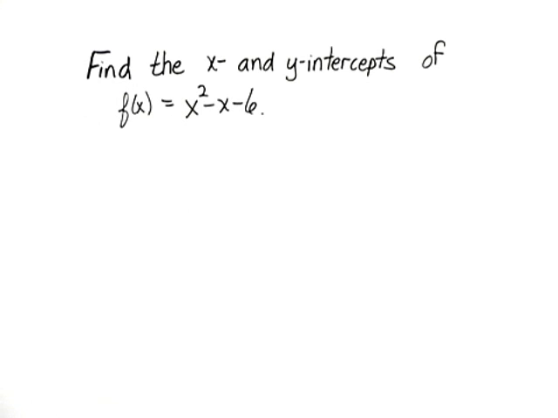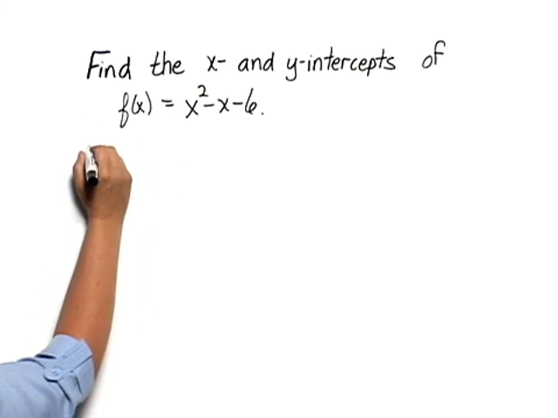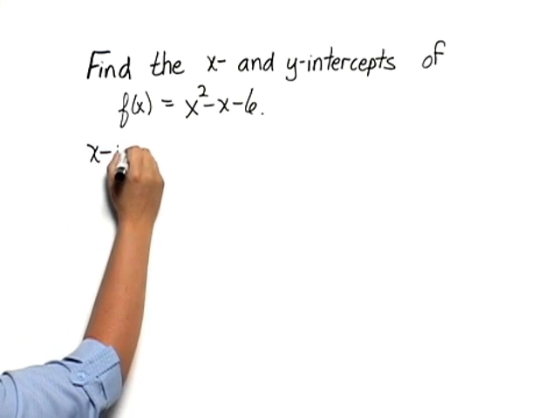Find the x and y intercepts of f of x equals x squared minus x minus 6. To find the intercepts, we do not need to graph, we just need to find the points. So let's start by finding the x-intercepts. There could be more than one.